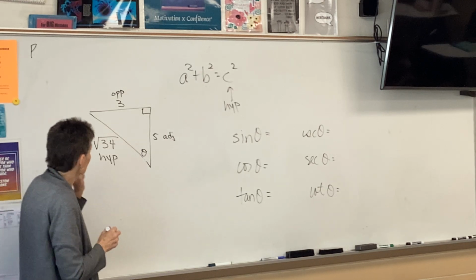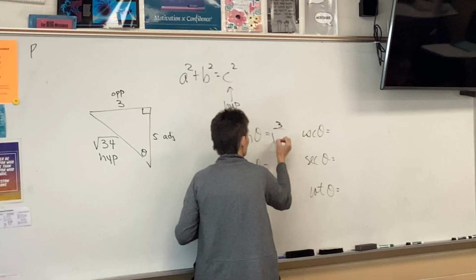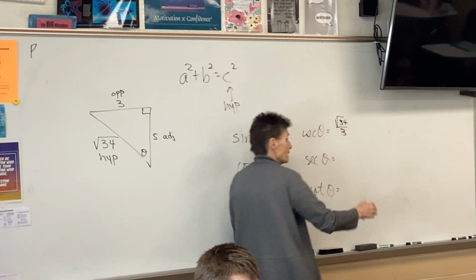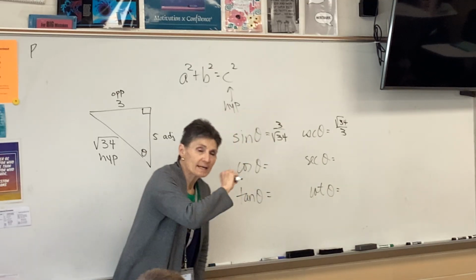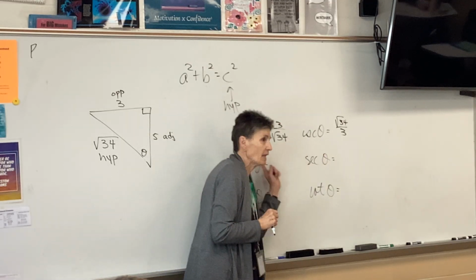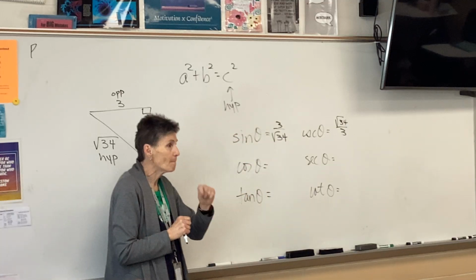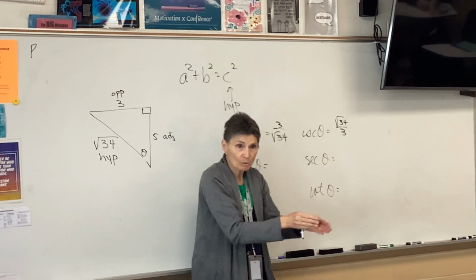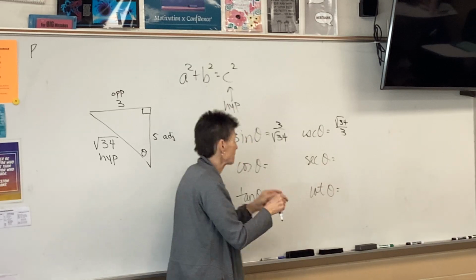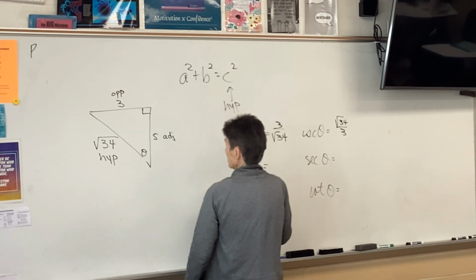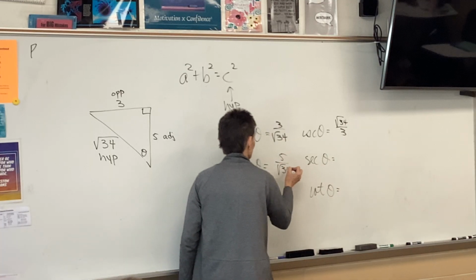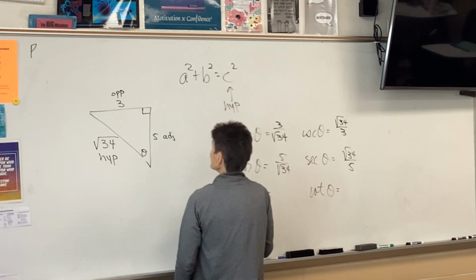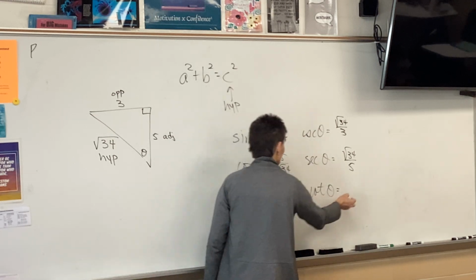So sine is 3 over root 34, which means cosecant is root 34 over 3. On test day, I am not going to have these lined up for you. You need to memorize the reciprocal of the sine is the cosecant. All right, cosine is 5 over root 34. And tangent is root 34 over 3. How does that look to everybody? Good.